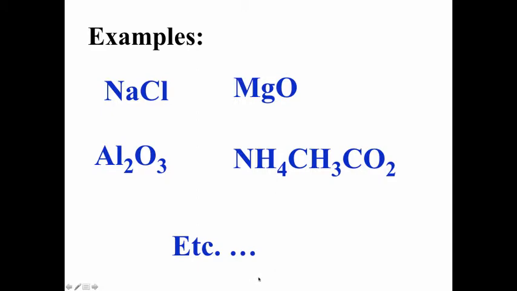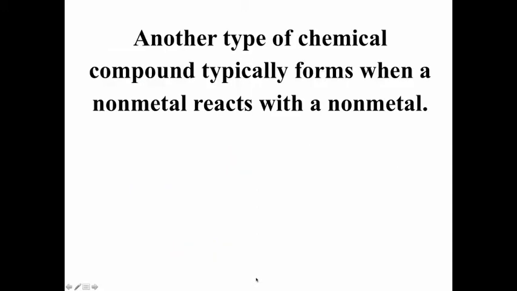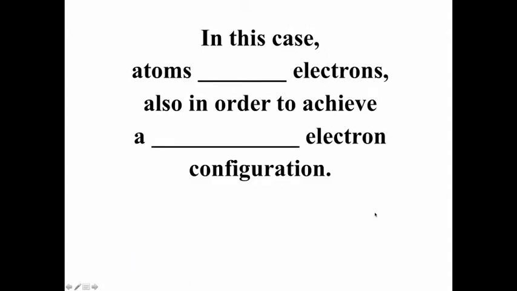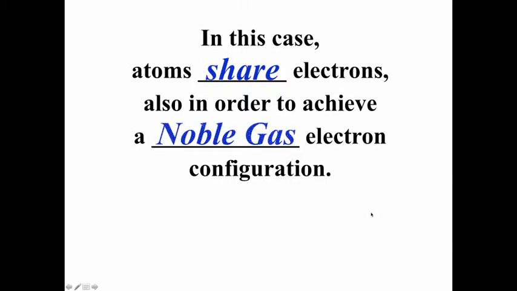Now, we've already dealt with ionic compounds with gain and loss of electrons, but it turns out there's another type of chemical compound that generally forms when a nonmetal reacts with another nonmetal. So we're dealing with elements in the upper right corner of the periodic table. And when nonmetals react with nonmetals, the atoms don't gain or lose electrons, they share electrons, but they also are achieving typically a noble gas electron configuration like ionic compounds do.